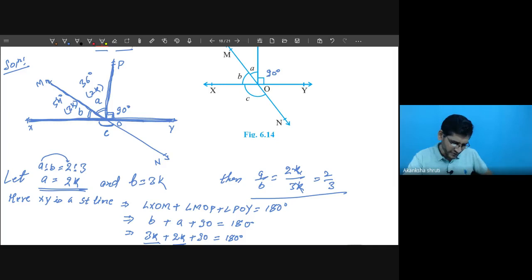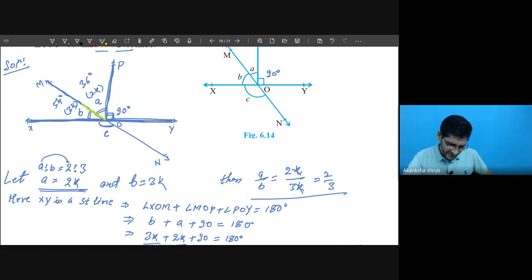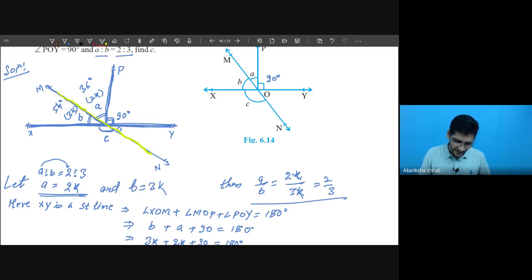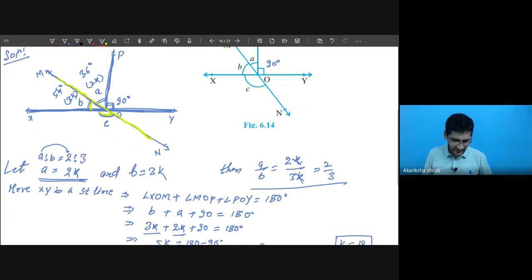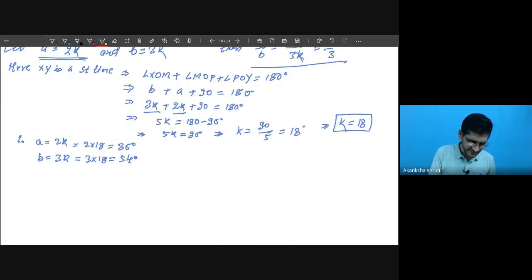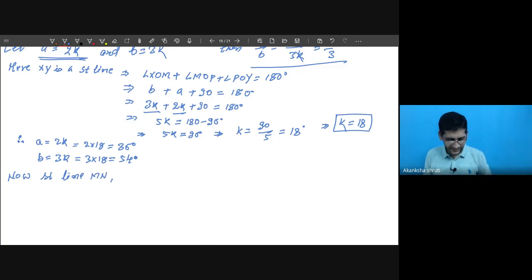Student, if you consider this line, linear pair B and C. If I consider this line, in this case, we are observing that this angle B plus this angle C, adding these two, will form a straight angle or linear pair. B is already known, 54, C can be calculated. So write again. Now, the straight line MN we have to take.